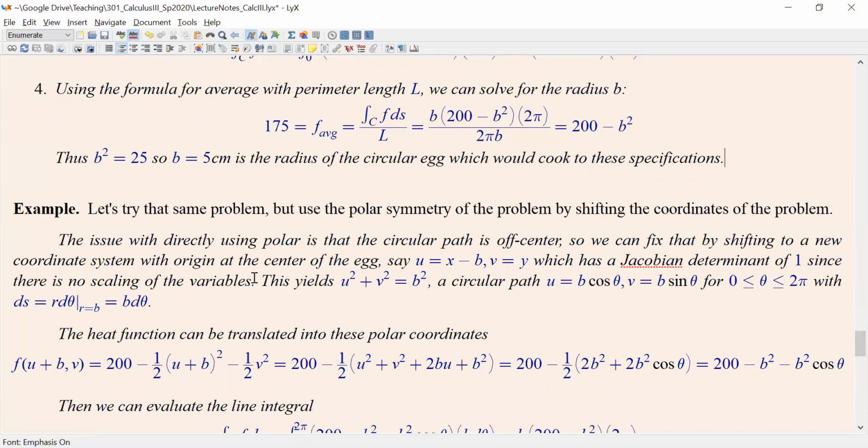That's it for our scalar line integrals. We'll later look at some vector fields and line integrals with them.